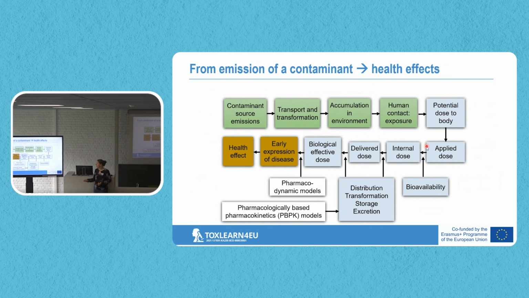Then the internal dose is after the uptake: how much of the dose is in our body, in our blood. The delivered dose is how much goes to the organ systems, and what we measure in the liver, for instance. Then you have the biological effective dose, because there can be a certain concentration in your liver, but does it have a health effect? So what is the biological effective dose? That's another way of looking at dose.